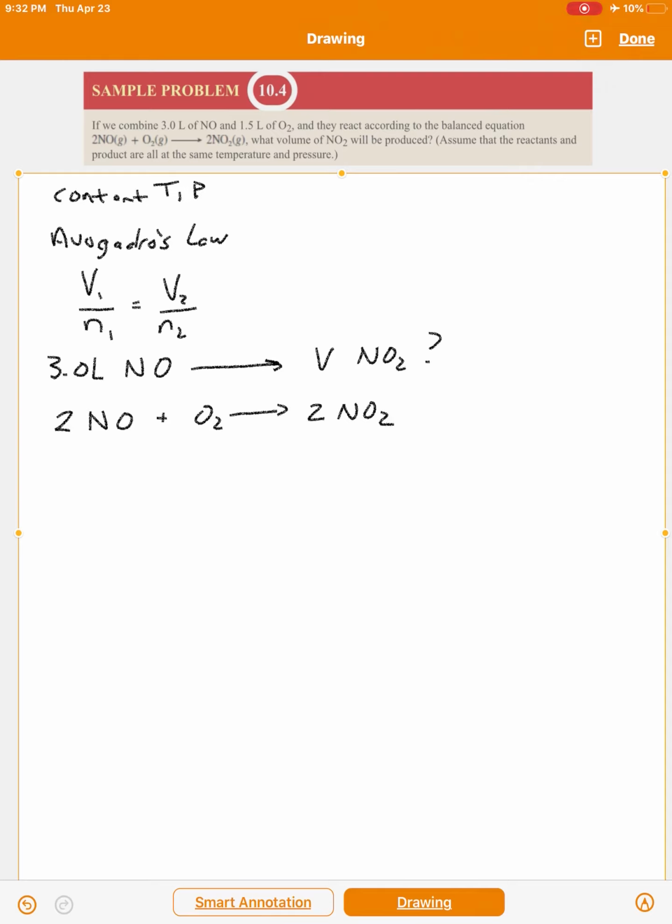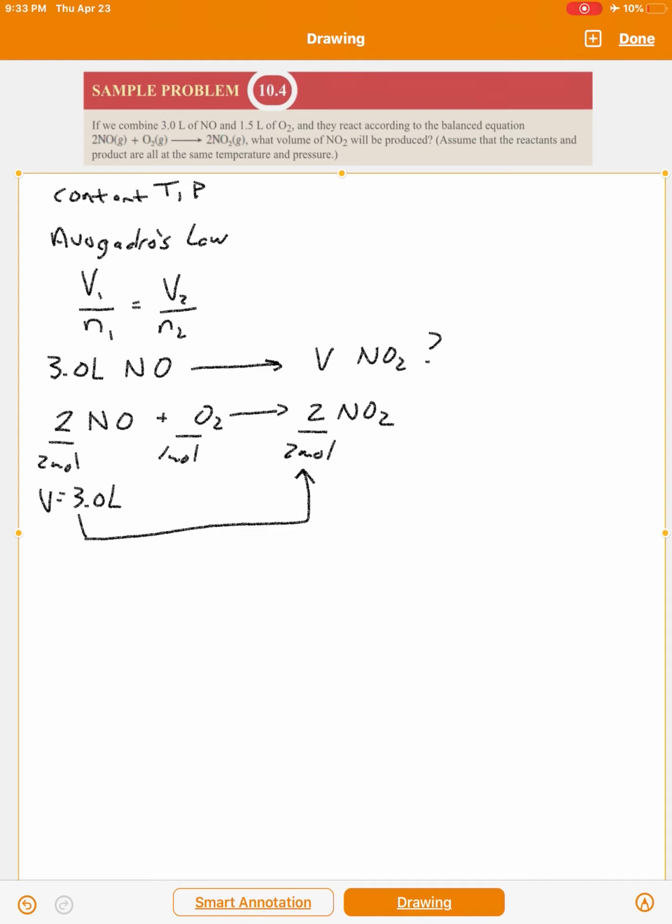So the way I'm interpreting this is the following. We're claiming this is 2 moles. We're claiming this is 1 mole. And we're claiming this is 2 moles. It's just a nice way to interpret it. It makes the math simple. Okay? So now take a look at what happens. If you say that this has a volume of 3 liters, what would the volume of NO2 be?